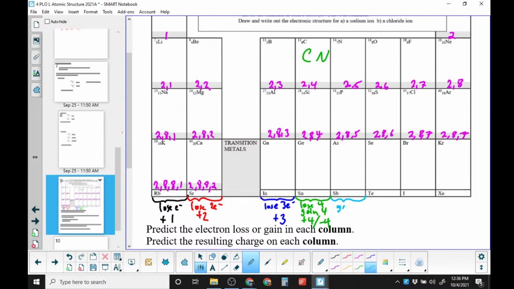Gain 3. And what charge would it become? Minus 3. So if this is reacting with nitrogen, which is minus 3, then it's going to become plus 4, and you get C3N4. And so in that case, it loses electrons. But if you take carbon and you react it with, say, magnesium, well, then carbon's going to gain electrons so that it can play with magnesium, which is plus 2. And so you get magnesium carbide.